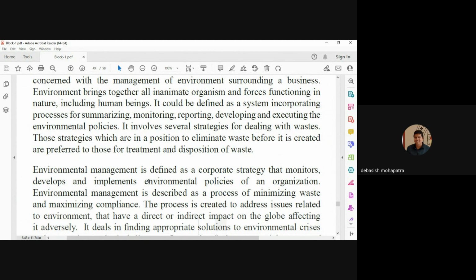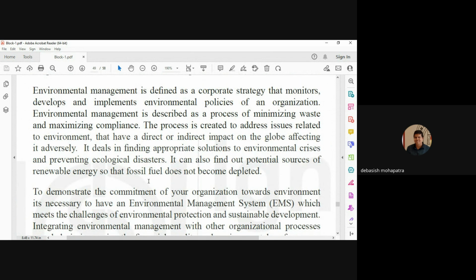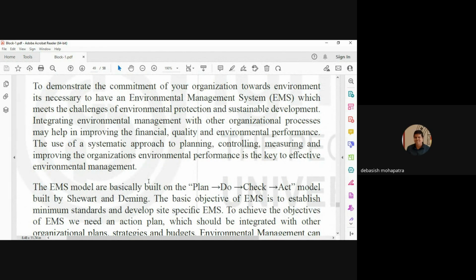Environmental management is defined as a cooperative strategy that monitors, develops and implements environmental policies of an organization, as a process of minimizing waste and maximizing compliance. The process is created to address issues related to the environment that have a direct or indirect impact on the globe, affecting it adversely. To demonstrate the commitment of your organization towards the environment, it is necessary to have an environment management system, or EMS, which meets the challenges of environment protection and sustainable development.